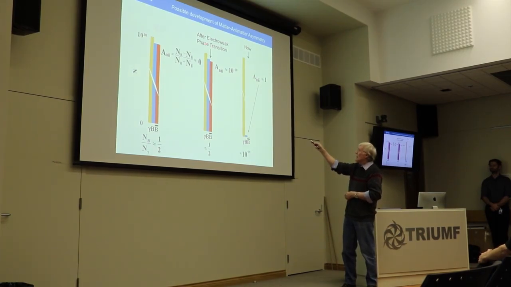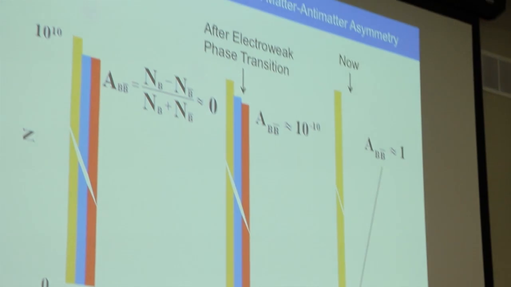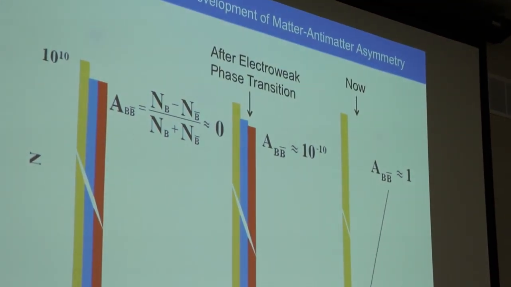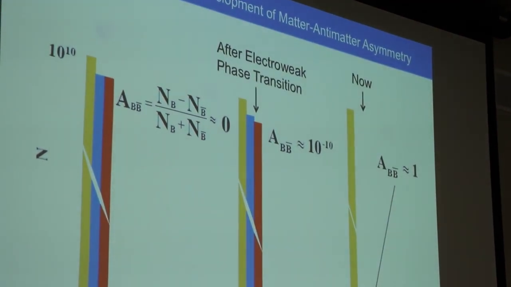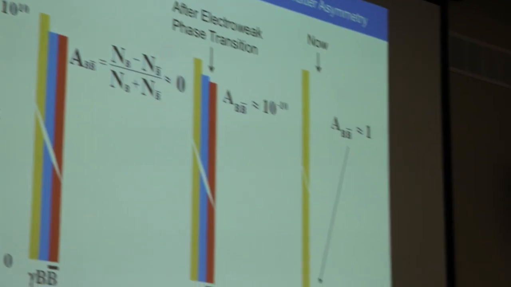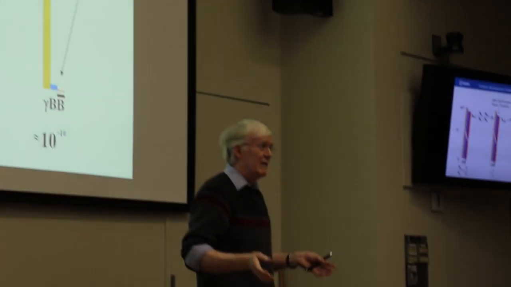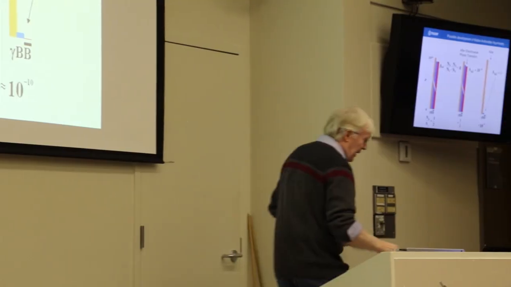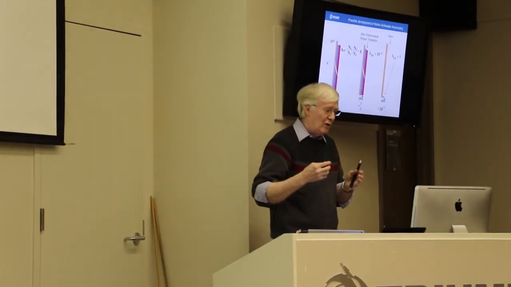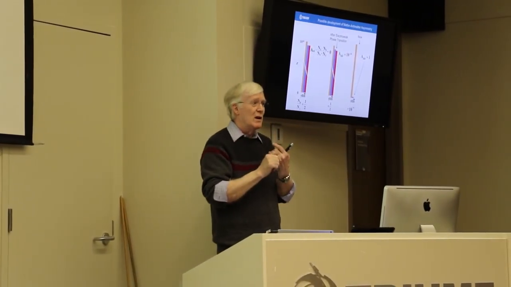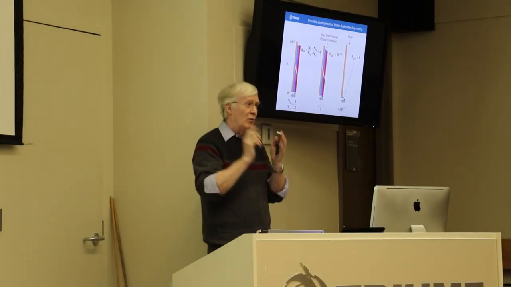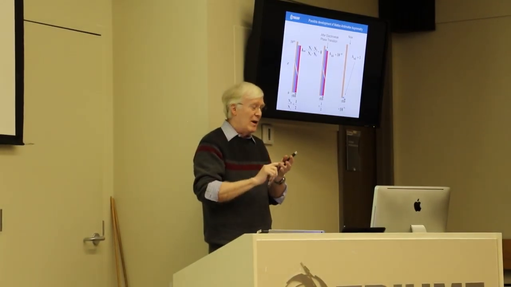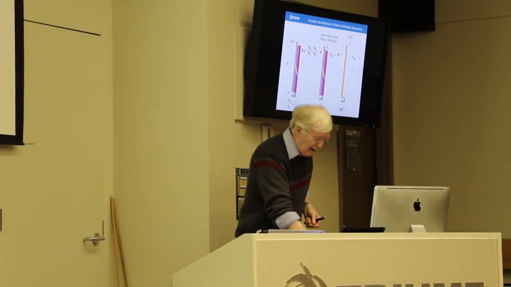And at this stage, you need a certain amount of so-called CP, charge parity violation, and it's also the same, it turns out, as time reversal violation, like a lack of time reversal symmetry. And so I'm going to show you what we're going to measure, the neutron electric dipole moment. So I want to tell you what that is, why it's related to this, and how we're going to measure it.